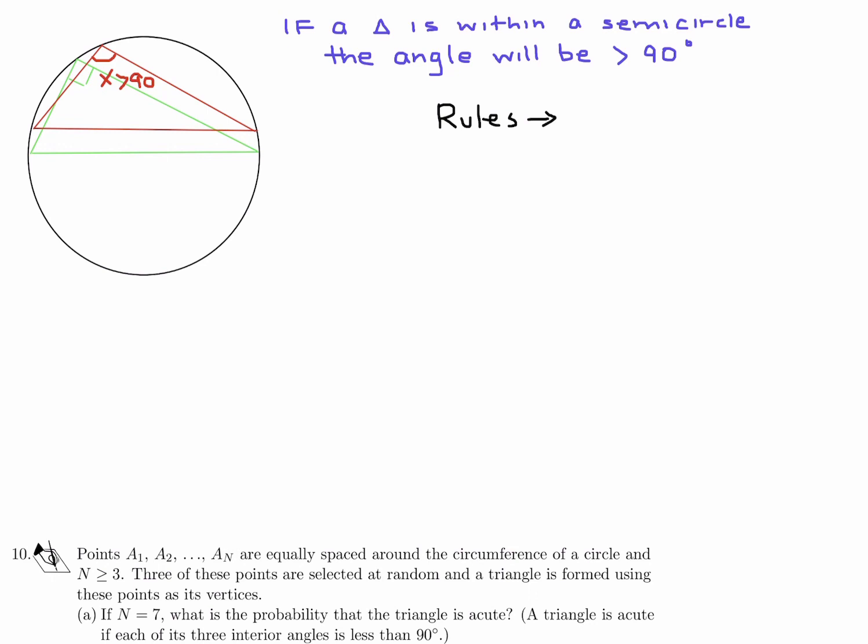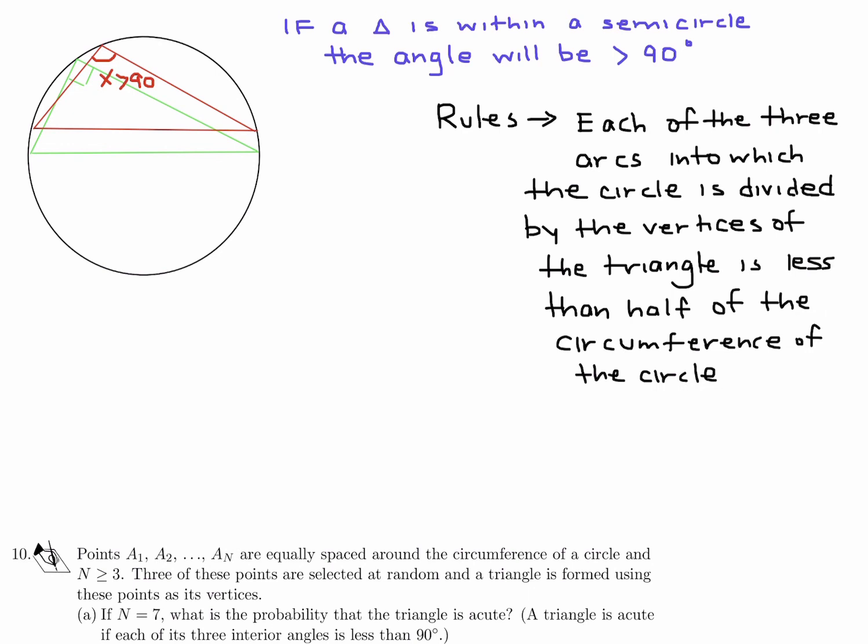The first rule, which I kind of hinted at, is that we can't draw a triangle such that it's all on one side of the semicircle. That is something I've just shown you. The triangle must have the following two things satisfied. Rule number 1: each of the 3 arcs into which the circle is divided by the vertices of the triangle is less than half of the circumference of the circle.